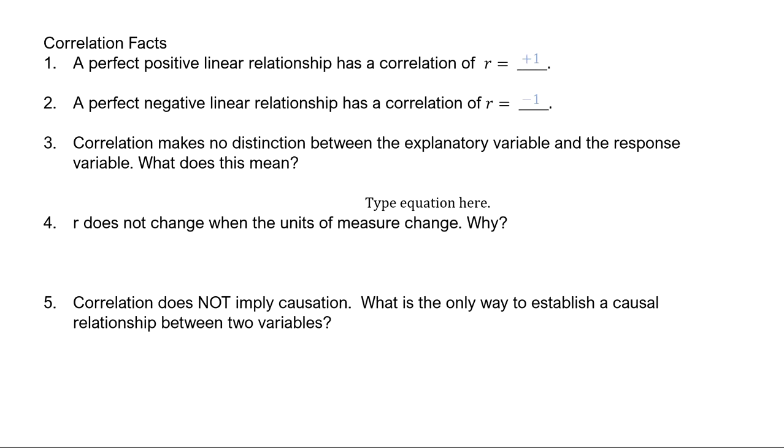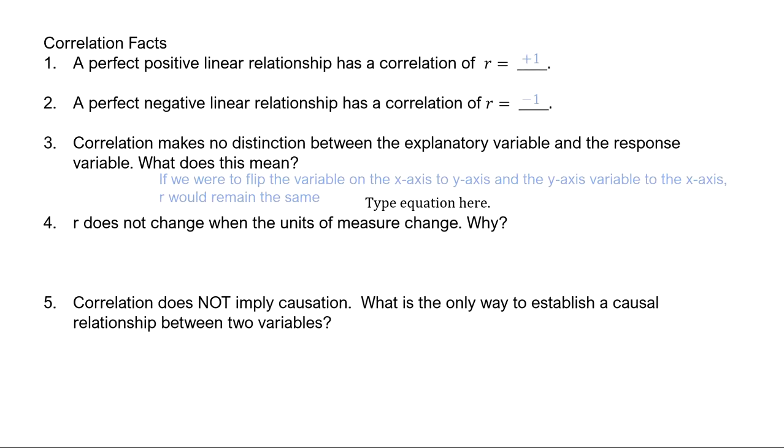Correlation, like we say, makes no distinction between the explanatory variable and the response variable. So what does that mean? It means if we flip the X and Y variables, the correlation coefficient is going to be the same. It doesn't matter which variable is on the X or Y axis. We're going to get the same R value when we calculate it with the equation that we use. R doesn't change with the units of measurement, so R has no bearing on what units of measure we're using.